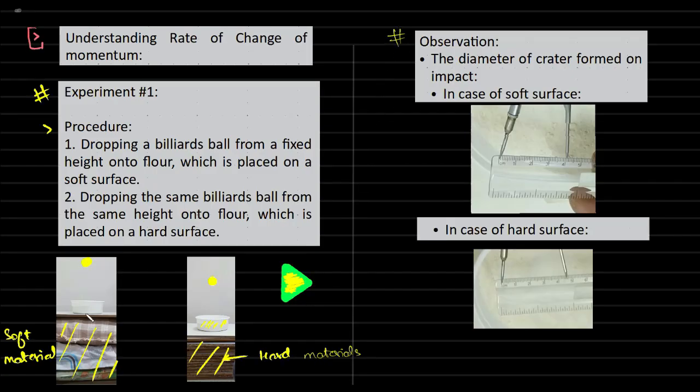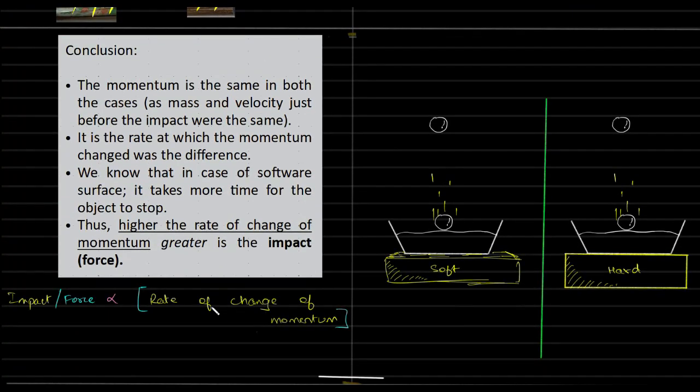Since we are looking at a billiards ball, which is spherical in shape, we are looking at a crater which is circular in nature. So in case of a soft surface, the impact created around 4.1 centimeter wide crater. The diameter was 4.1 centimeter, but this was 4.6 centimeter in the second case. But why did this happen? So let's see the conclusion and try to understand.